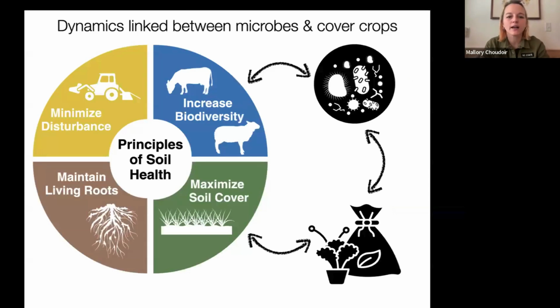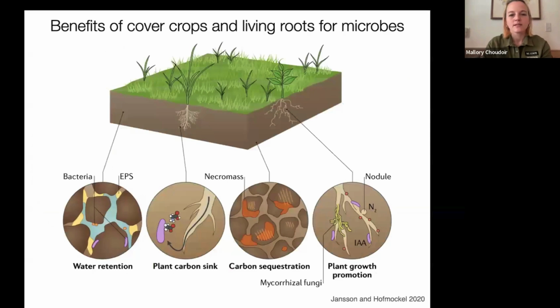So I want to transition to talking about cover cropping and the important dynamics that are linked between microbes and cover crops. So cover cropping provides living roots for microbes, and this contributes both to soil chemical and physical health. So the roots provide a physical structure and home for microbes, and bacteria are able to excrete extracellular polymeric substances, or EPS. This is that gunky stuff that microbes form aggregates and adhere to soil particles, which improves water retention.